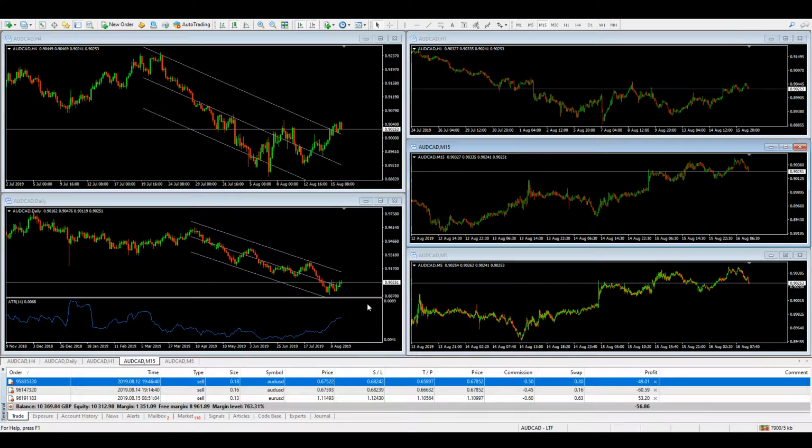Let's just have a look through the market, and I'll just see what opportunities might be here. So AUD CAD, and if you're unfamiliar with the process, basically I look at the daily first of all, and I'm looking for signs of the price in a downtrend to be overbought and in an uptrend to be oversold. So here we've got a downtrend.